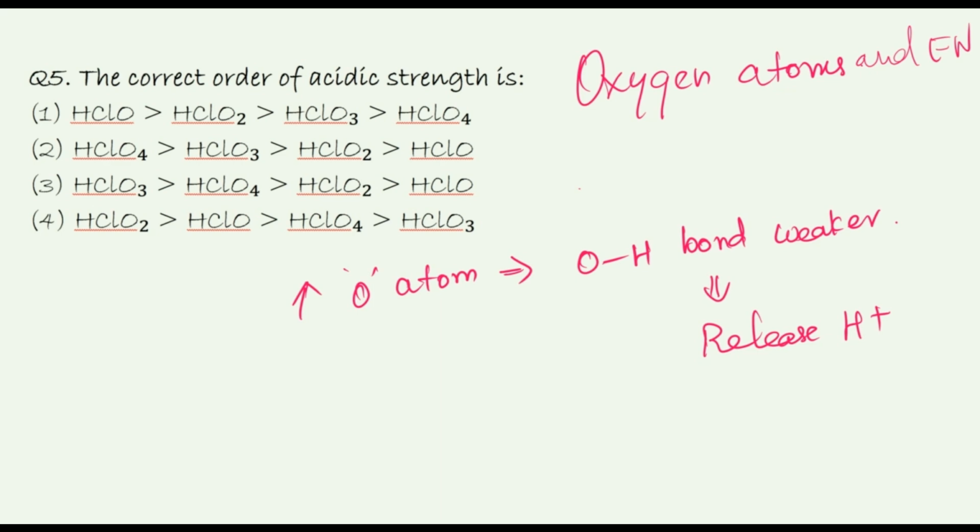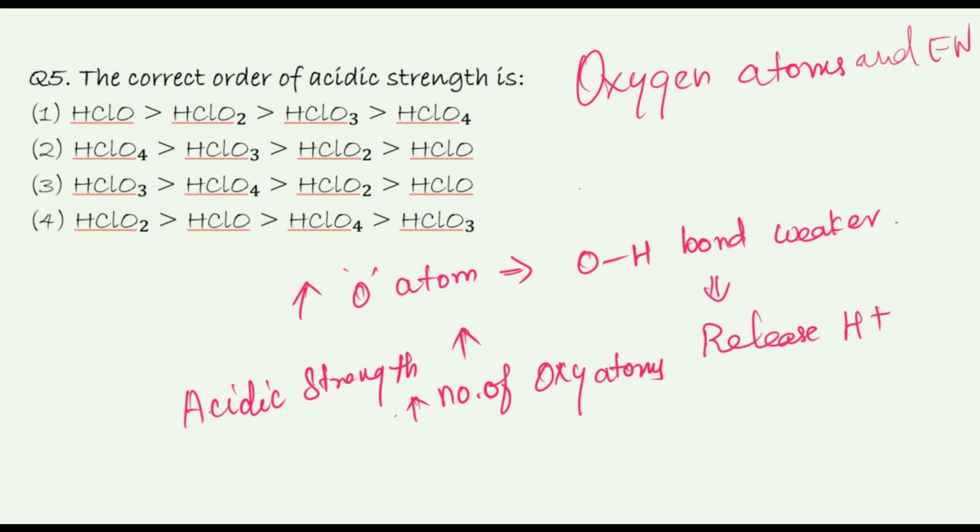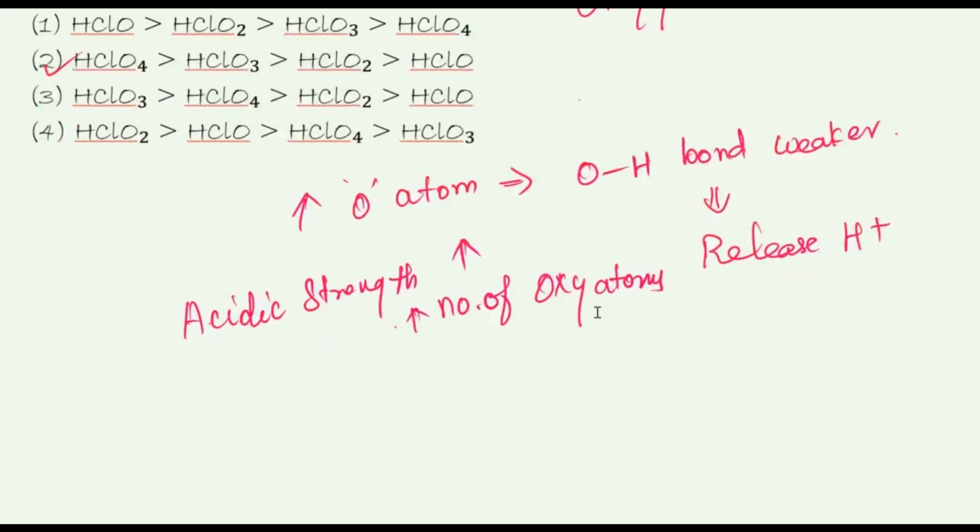So oxo acids of the same central atom, like here we have Cl, the acidic strength increases with increase in number of oxygen atoms. Okay. So let me give you the answer. What is the answer? I'm sure you might have guessed. 4, 3, 2, 1. So which makes option 2 the right answer to this question.